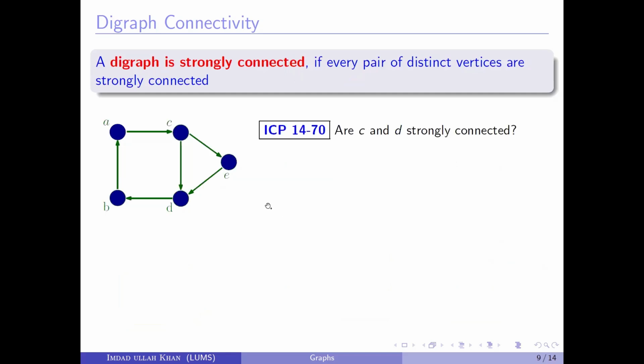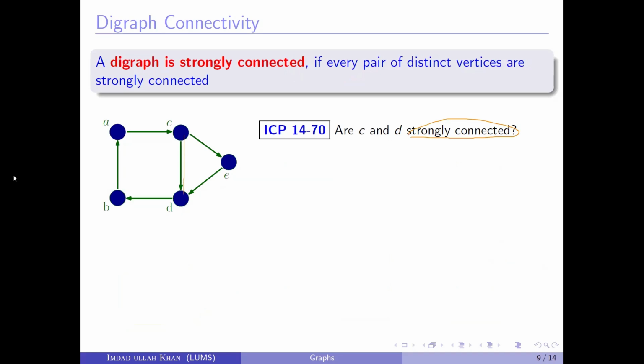Okay. Are C and D strongly connected in this graph? Let's first solve the ICP. So if you focus on C, D, there's a path from C to D. This is a one-way path. So in order to check for a strongly connected pair, we need to figure out the path from D to C as well.